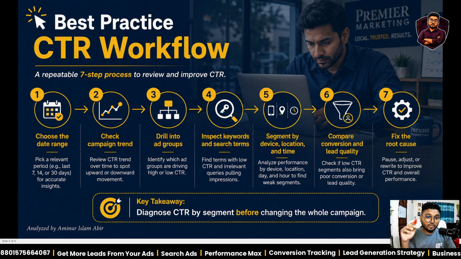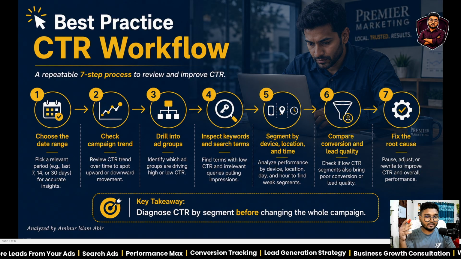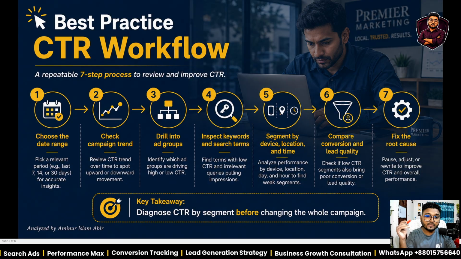Does the search belong in this ad group? The fifth step is review by device, location, and time. Mobile CTR may be high because the ads focus on calls. Desktop CTR may be lower, but those leads may have higher customer value.